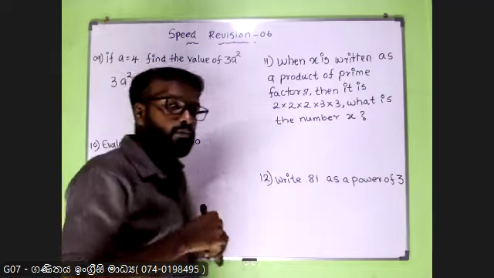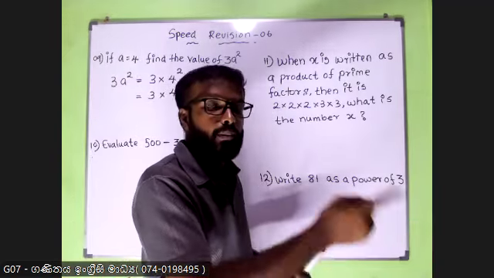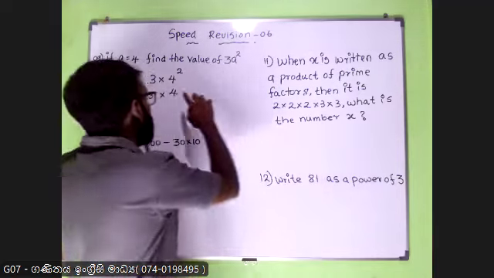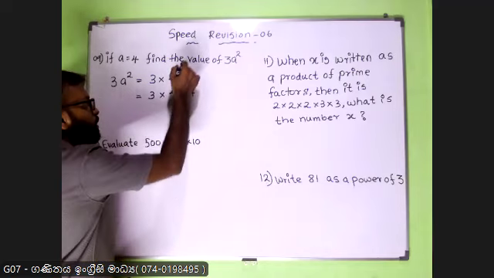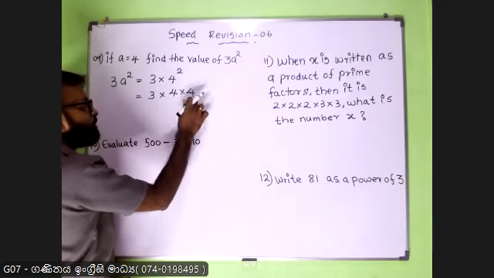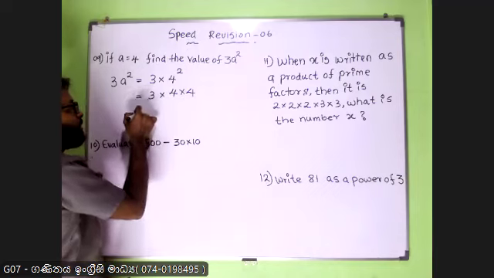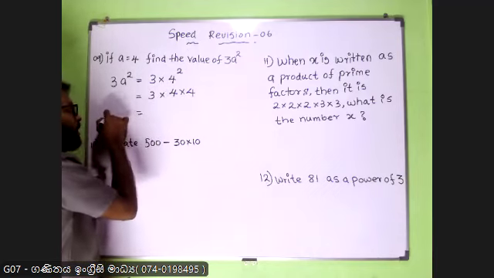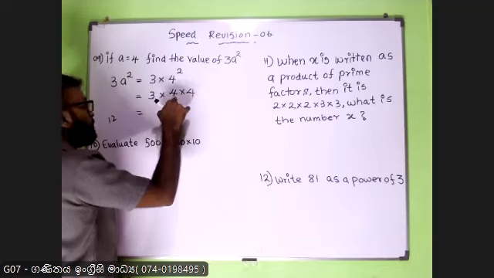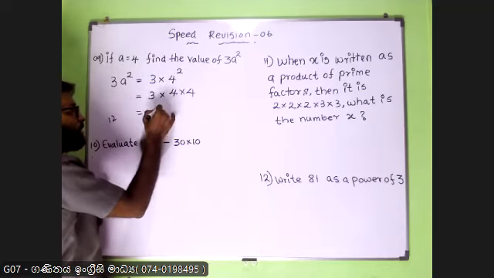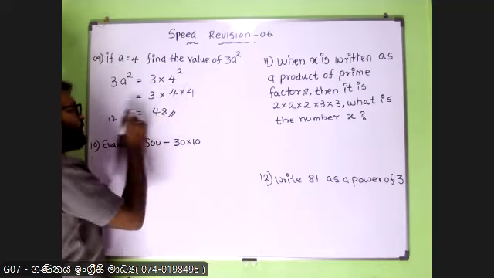I am not asking 4 times 2, I am asking 4 to the power 2. 4 to the power 2 means 4 times 4, and 4 times 4 is 16. So 3 times 16, 48. So your value should be 48.